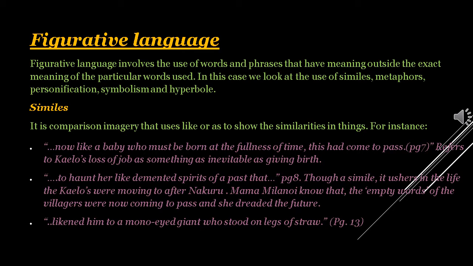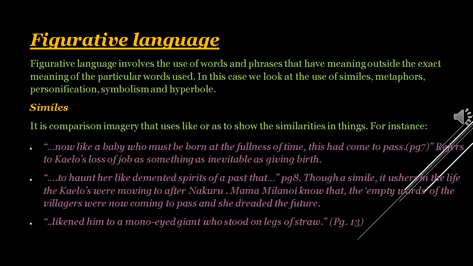To begin with, students, let me go straight to similes. Similes, what are they? Or what stylistic device is this? It is a comparison imagery that uses like or as to show the similarities in things. For instance, and I quote from the text, opening quotation, "now like a baby who must be born at the fullness of time, this had come to pass," that is page 7, which exactly refers to Kaelo's loss of job as something as inevitable as giving birth.